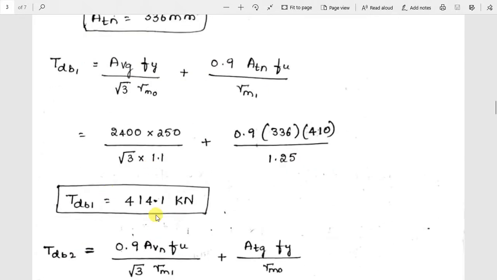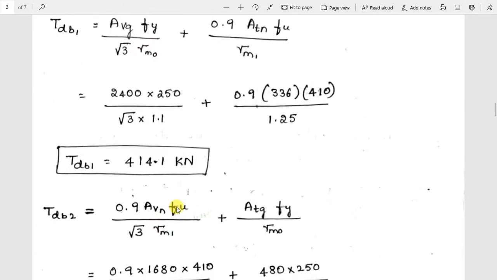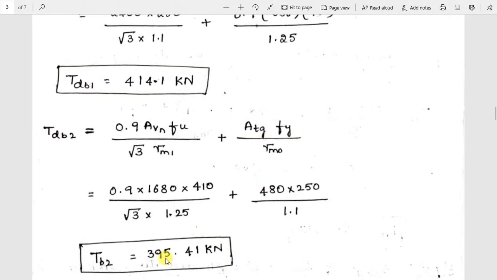So Tdb1 will be 414.1 kilonewton. So Tdb2 will be 395.41. So the least of these two is 395.41. That means block shear strength of this particular plate, which is used as a tension member, is 395.41.